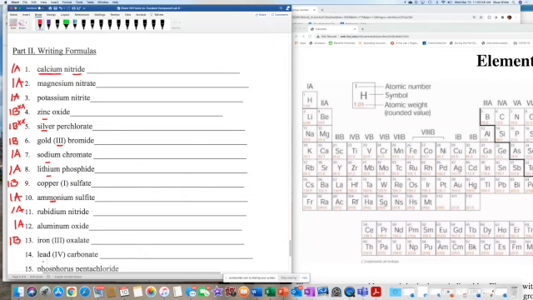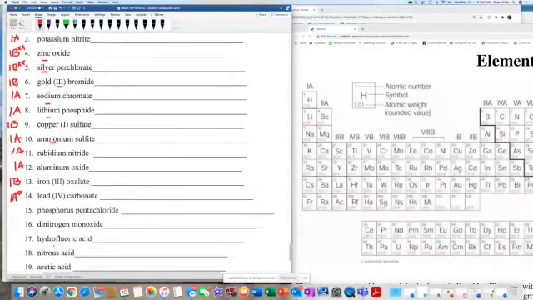But let me go find where lead is. Lead is Pb. So this is not lead. This is platinum. This is palladium. Lead is right here. But wait a minute. Isn't lead underneath A? But we said these 4 behave more like B's than they do A. So lead is going to be ionic A star star. Ionic A written like ionic B.